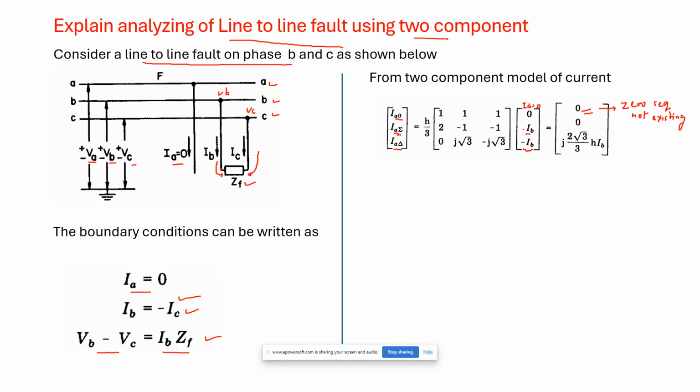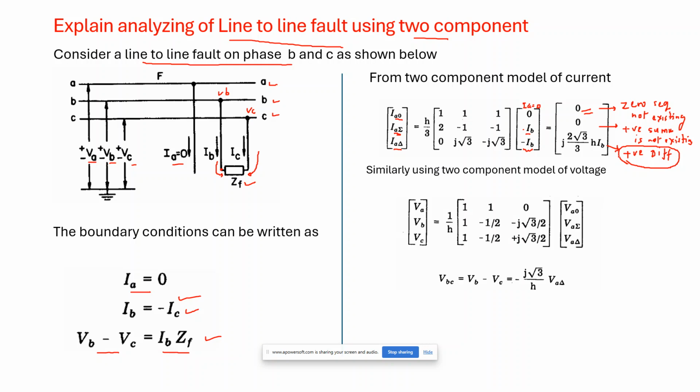Next, IA summation is 0. It implies that positive summation network is also not existing, or you need not analyze it. So only here we have non-zero value. It implies that we have to analyze only the positive difference network to find the fault current. So in our interconnection of networks, we will have only positive difference network, whereas zero sequence network and positive summation network will not be existing.